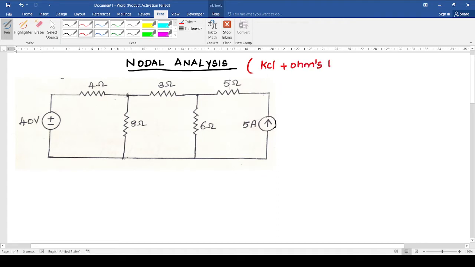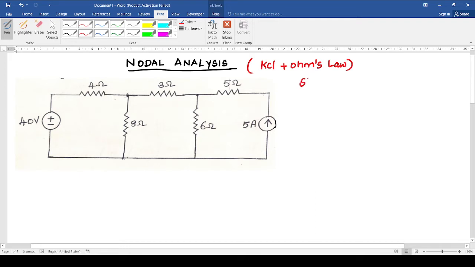What is Kirchhoff's current law? Kirchhoff's current law states that the sum of the currents flowing towards the junction equals the sum of the currents flowing away from the junction. What is Ohm's law? At constant temperature, the current flowing through any conductor is directly proportional to the voltage across it, or V is equal to IR. Now I am going to explain the steps needed to solve this.